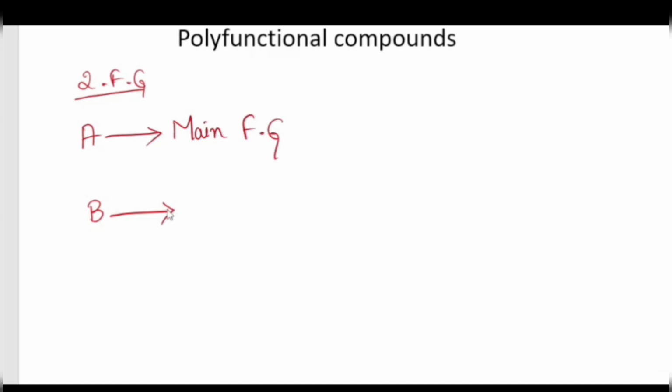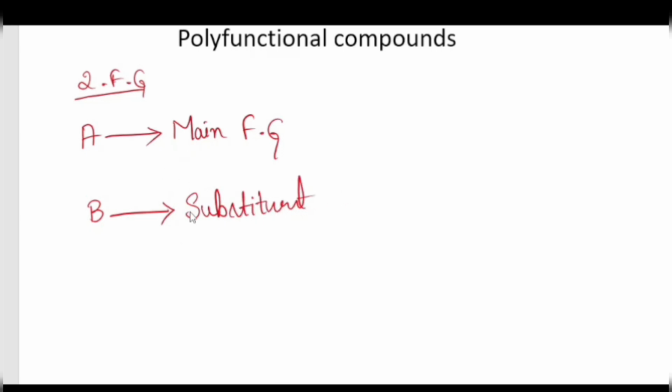In this particular video, I am going to discuss the IUPAC nomenclature of organic compounds which contain more than one functional group. That is, it can contain two functional groups, or three, four like that. Suppose I am taking two functional groups. Suppose A is the first functional group and B is another functional group. Here, one functional group I have to take as the main functional group. This is the main functional group and B is the substituent functional group.